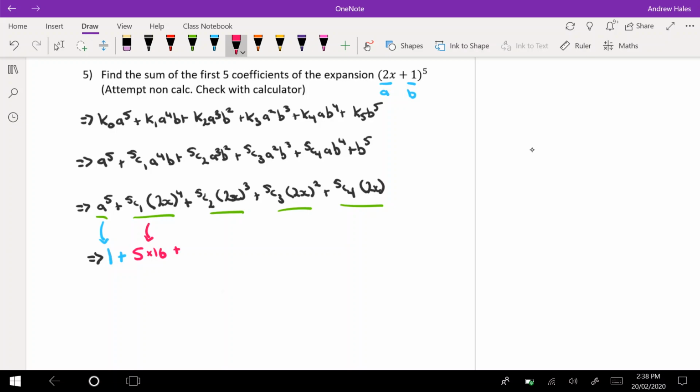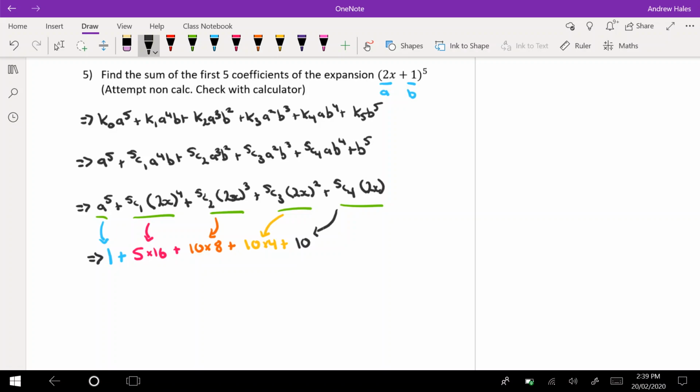Plus 2 to the power of 3 is 8. So for this one is going to be 10 times 8. Then for my next one, 2 to the power of 2 is 4. 5c3 is going to be 10 again. So 10 times 4, plus 5 times 2. And 5 times 2 is just going to be 10. I don't think I need to write that one out, expand it like that.